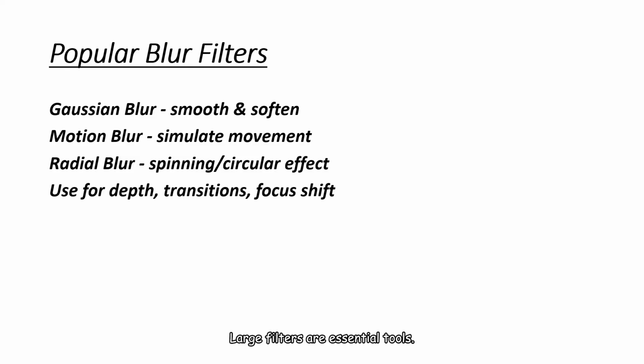Blur filters are essential tools. Gaussian blur softens the entire image. Motion blur recreates movement, and radial blur adds circular motion. These are perfect for adding depth, highlighting subjects, and creating cinematic effects.